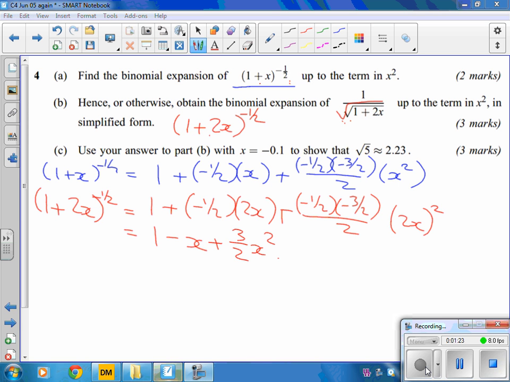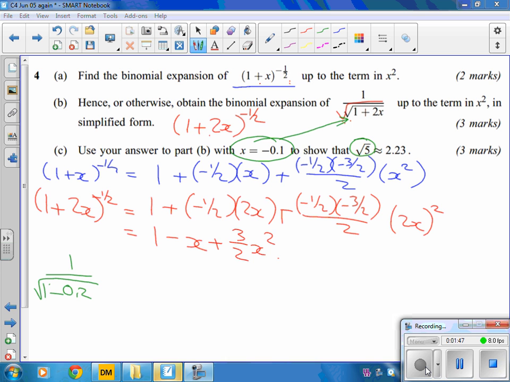The interesting bit of this one is part C, and this has come back quite recently. You're told what number to put in, but you're trying to think, well, what on earth has that got to do with root 5? So let's try putting it in up here first of all. Let's see what happens when we put this minus 0.1 into this thing here. We get the square root of 1 minus 0.2.